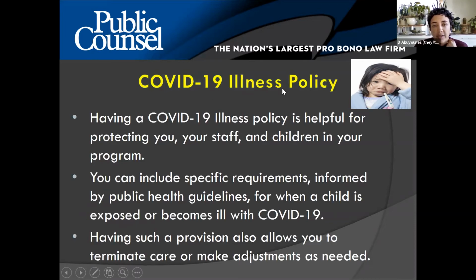And again, you'll want to include a COVID-19 illness policy specifically. In our sample contract, there is some text there for that as well. Having a COVID-19 illness policy is helpful for protecting you, your staff, and children in the program. You can include specific requirements informed by public health guidelines for when a child is exposed or becomes ill with COVID-19. And having this kind of provision allows you to terminate care or make adjustments as needed. Again, if a child presents with the different kinds of symptoms you might experience with COVID-19, you can take the same course of action as for other illnesses: isolate the child, ask their parents to pick them up early, or charge an extra fee for isolated care.